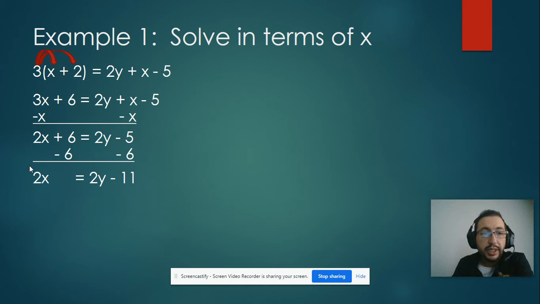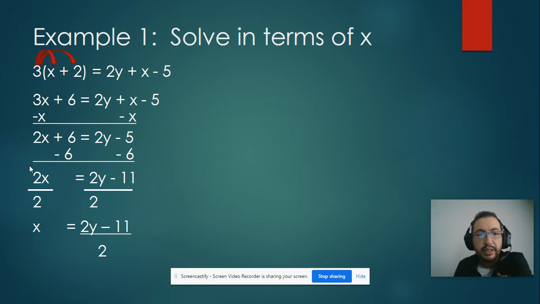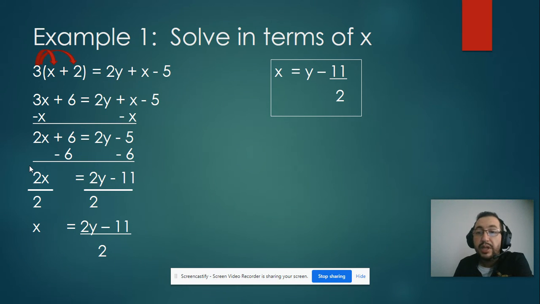Then we go to the last step, which is to divide by the coefficient. So we're going to divide both sides by 2. Okay? And then on the left, we're going to have x. On the right, we're going to have (2y minus 11) divided by 2. But we can simplify that expression. So we're going to end up with x equals y minus 11 divided by 2, or 11 halves, because 2 divided by 2 is 1. So that will be my solution in terms of x.